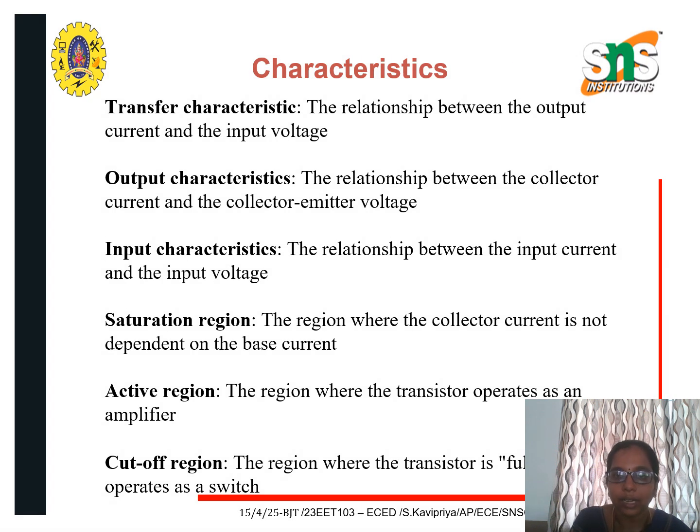And next is the characteristics of this BJT. We have totally six characteristics. First one is transfer, second one output, third one input, fourth one is saturation, next one is active, and final one is cutoff.